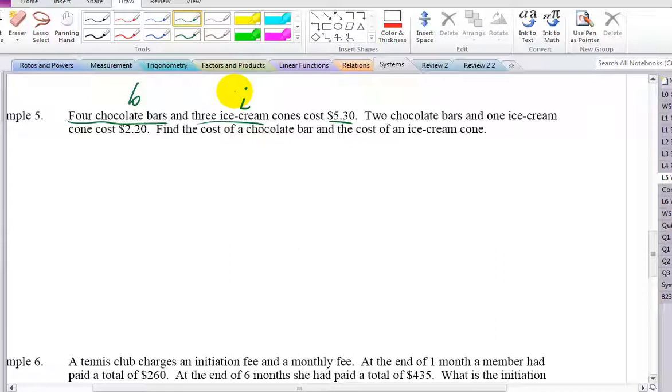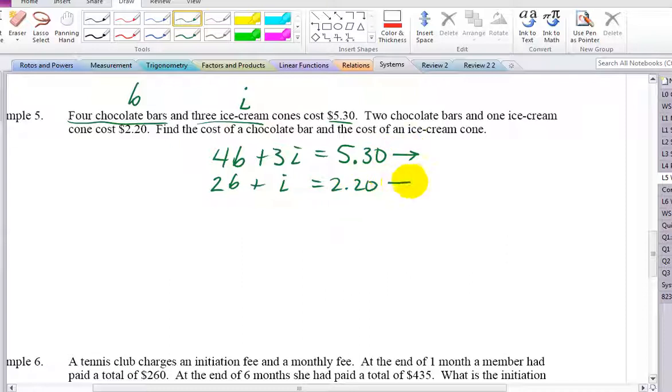Try. Okay, so first one, 4 chocolate bars plus 3 ice cream cones equals $5.30. Don't forget your decimals. Okay. Then the next one, 2 chocolate bars plus 1 ice cream cone equals $2.20. Awesome. Okay. So let's eliminate. Let's solve for I first.